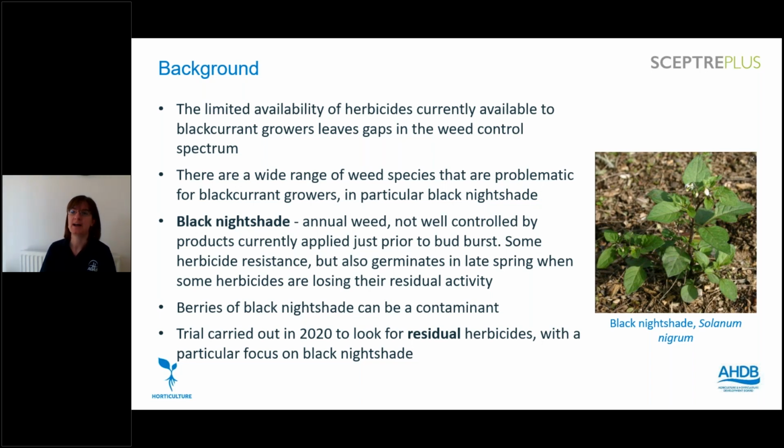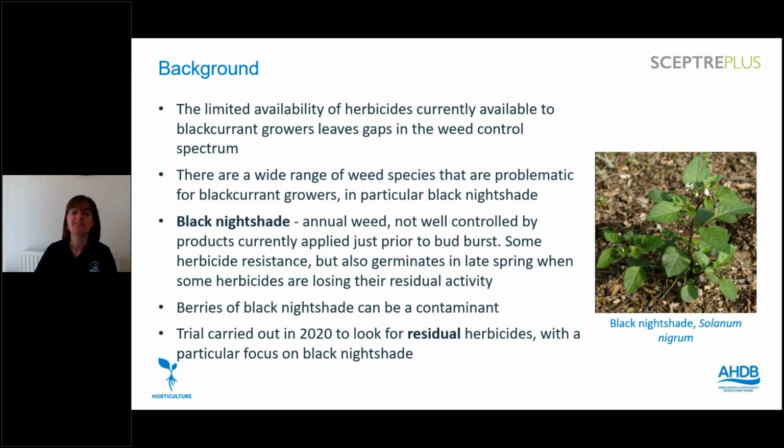But within those 11 active ingredients, some of them also have the same mode of action. So from a resistance point of view, there's very few products really that we can keep bringing into programs in order to minimize the risk of resistance and keep on top of weed control and keep good weed control year on year. So it's important that we continue to look for new chemistry and different modes of action so that we can help to increase the armory that we have against weeds in the crops.